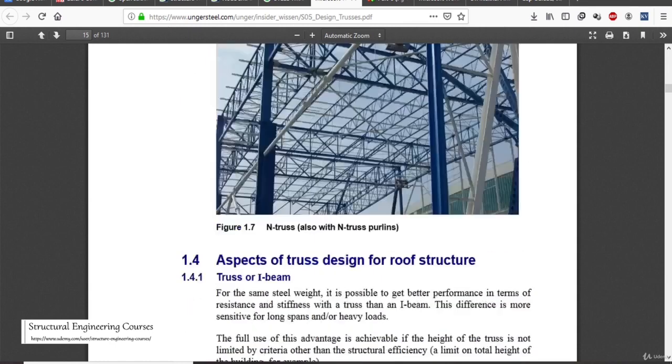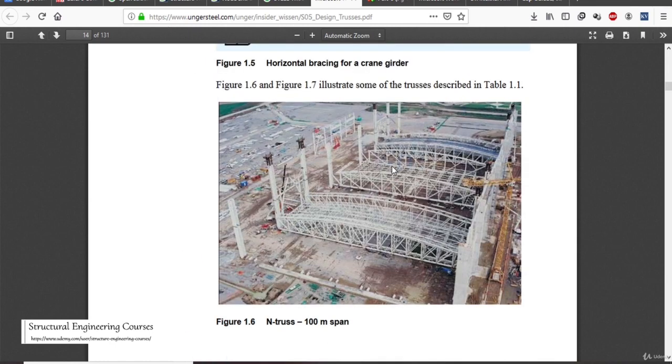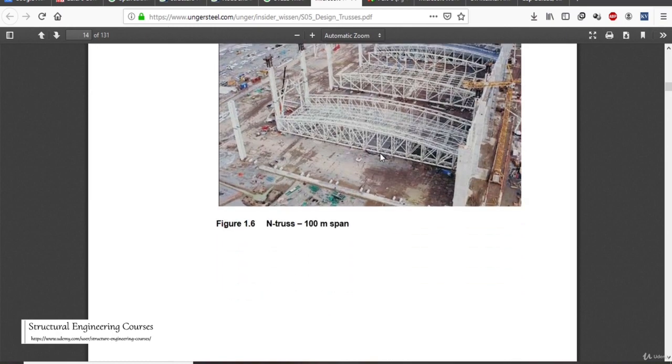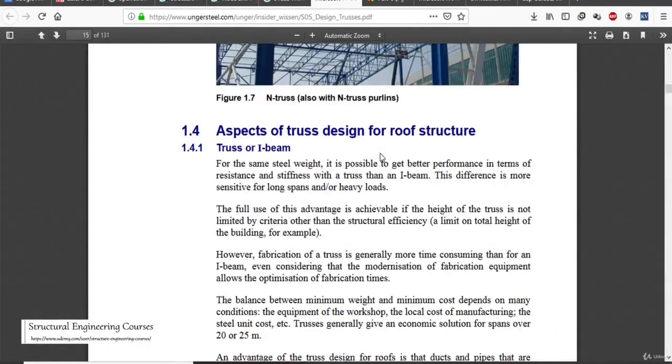Basically, you must be thinking why we need to go for this truss section, why we cannot just go with the I section. Because for the same steel weight, it is possible to get better performance in terms of resistance and stiffness with a truss rather than I sections, and the difference is much more significant when we consider longer spans. For example, let us say a span of 15 meters, or we should say 50 feet. For a 50 foot span, we can either go for an I section or we can go for a truss.